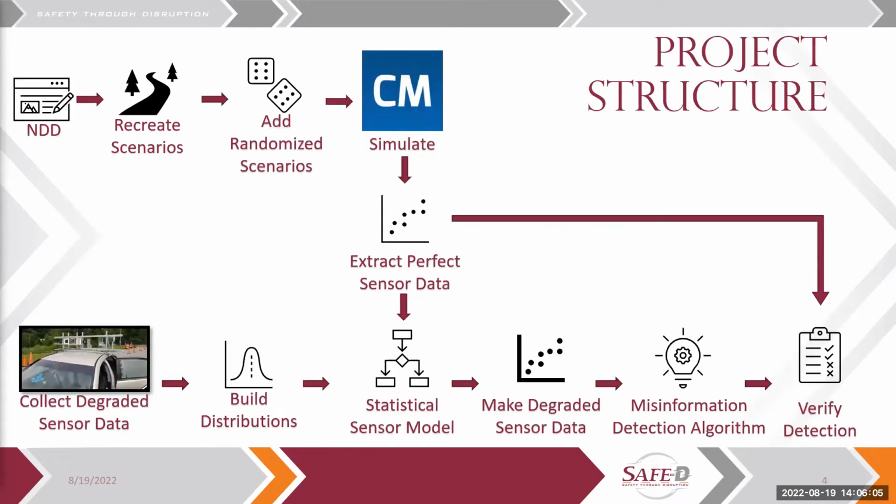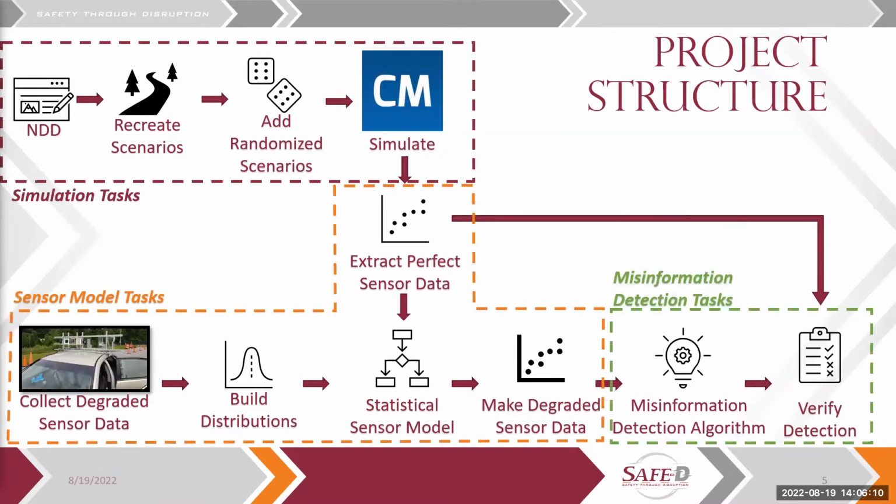So moving forward to the project structure here, we've got all of these tasks laid out, and they group together into these three main subgroups. So the first group is the simulation tasks. We start there with the naturalistic driving database. We downsample to a specific number of scenarios that we want to recreate and parameterize for the simulation environment. We then randomize those scenarios so that we can expand the list of test runs to generate data.